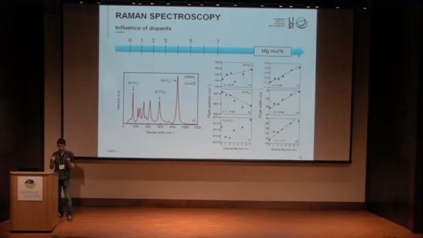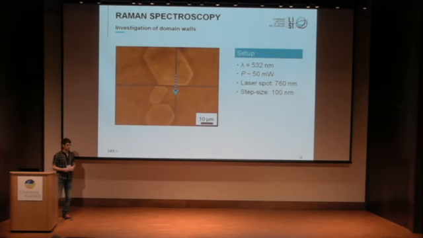So now that we know the influence of magnesium on our Raman spectra, we decided to study domain walls. In lithium niobate, you can see domain walls in an optical microscope, due to the strain. And what we did then is many Raman spectra across the domain wall. Every 100 nanometers, we took a spectrum across the domain wall.